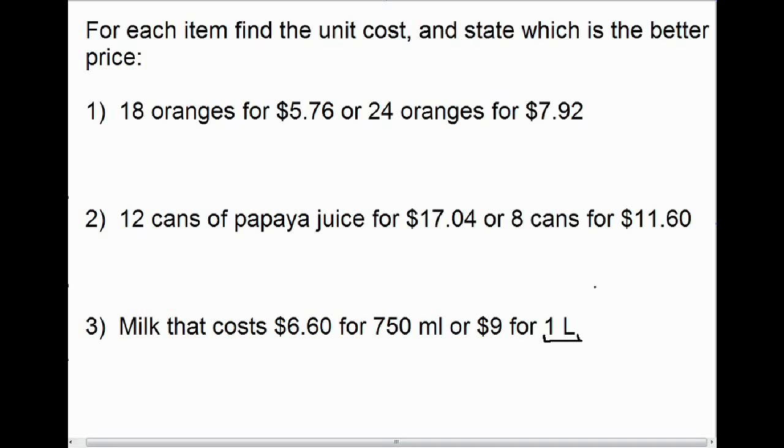So what I would suggest you do there is change 1 liter to milliliters. So it's $9 for however many milliliters 1 liter is. And then calculate the unit cost and state which one is the better price. If you're able to do that, congratulations, you now have a firm understanding of unit price.